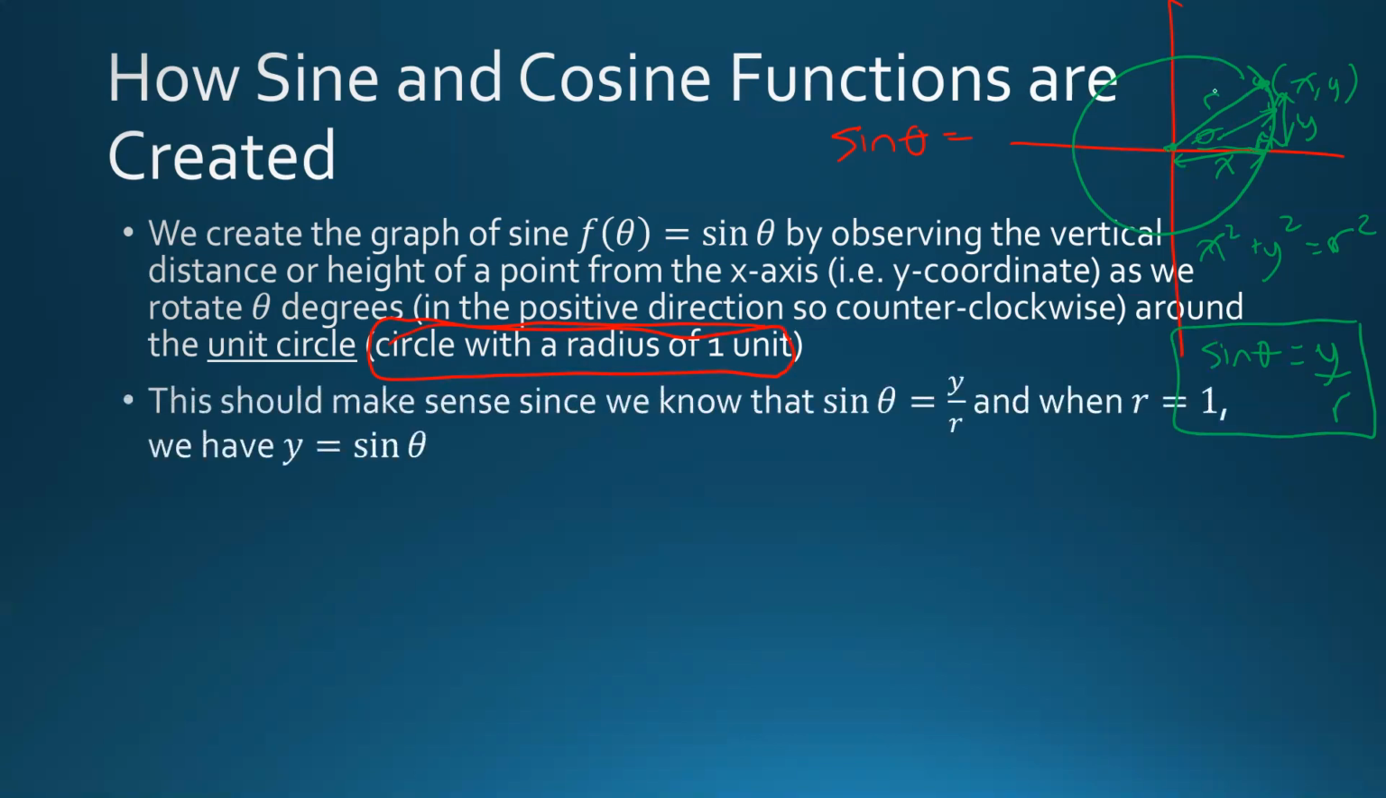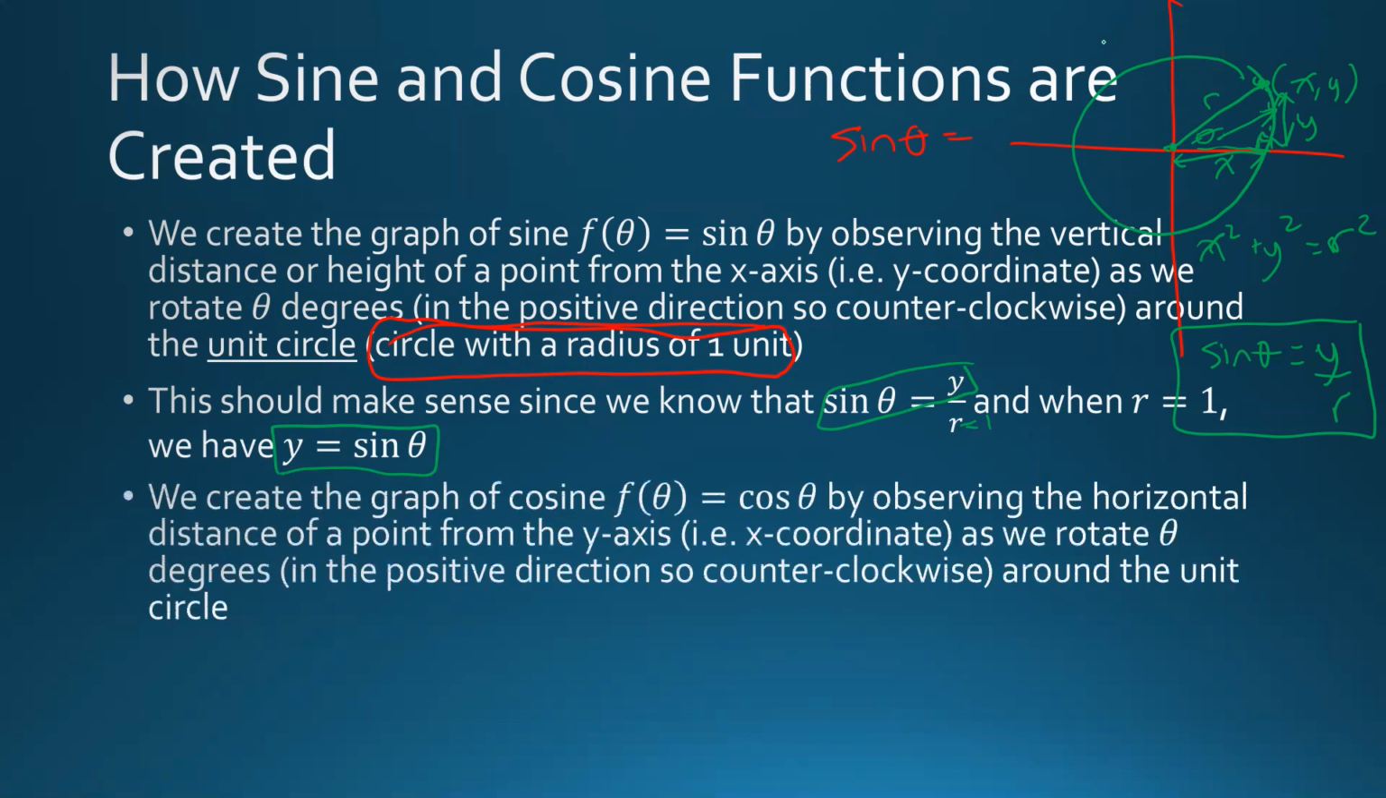Now, the nice thing about this is that when the radius is equal to 1, this simplifies even more. If the radius is equal to 1, then really we just have y divided by 1. And then that means that we end up with sine theta is equal to y. And that's our y coordinate of the point as we move along the unit circle there.